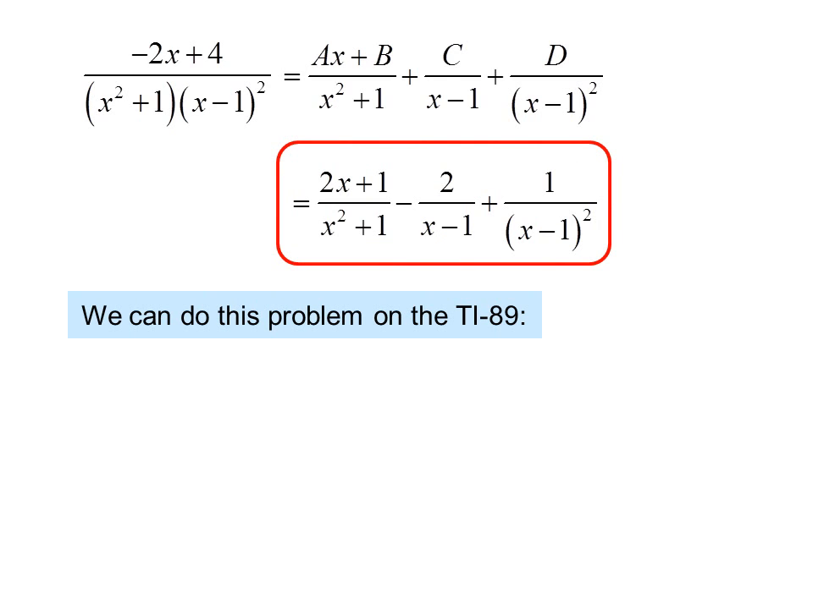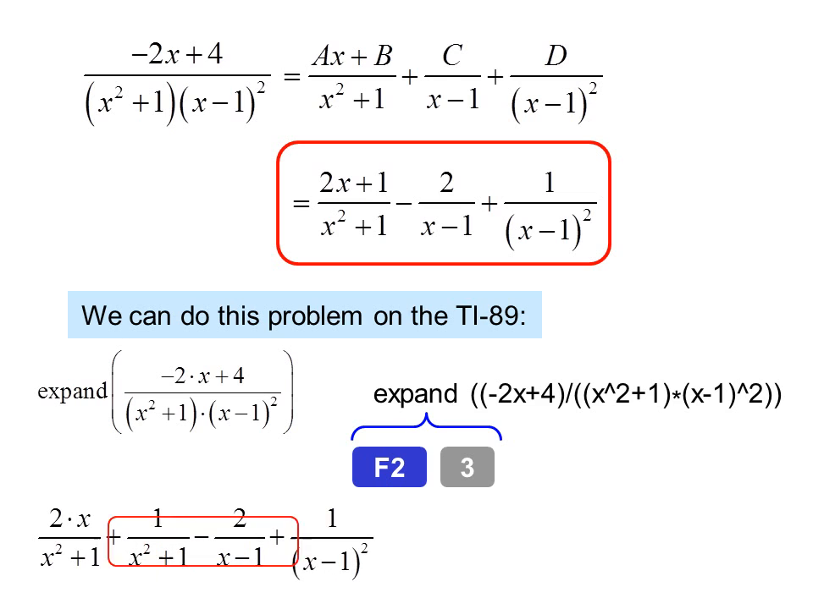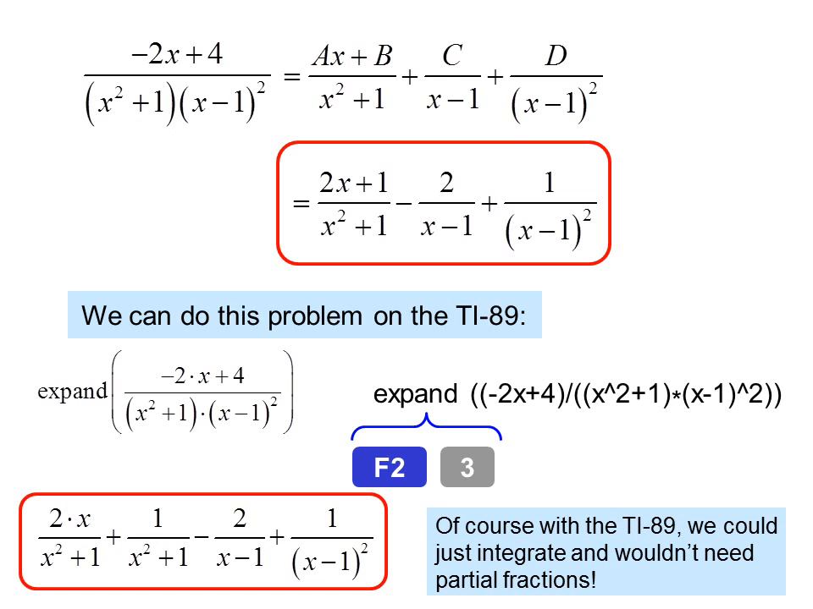Now we can do this problem on the TI-89 by using a command called expand. Expand is F2, 3. And the calculator gives us the answer. Of course, with the TI-89, we could just integrate and wouldn't need partial fractions. So you can see there's really no need to do the larger partial fraction problems by hand. We just did that one for a challenge.